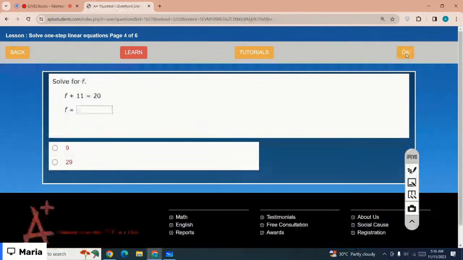Okay, the next one is f plus 11 equals 20. So which is the correct option? You need to calculate the value of f. Which is the correct option now? The correct option is 20 minus 11, right? And the correct option is 9.